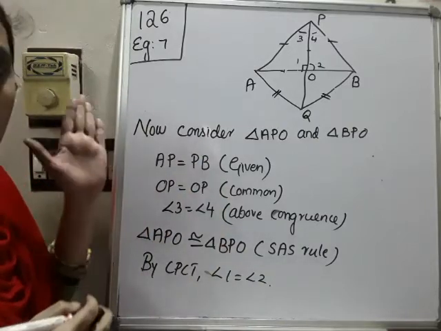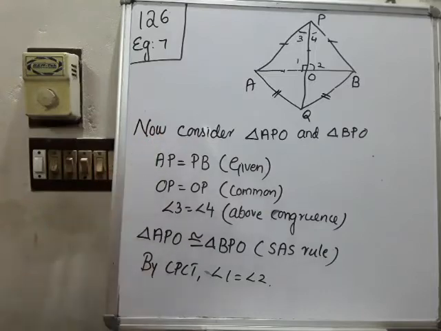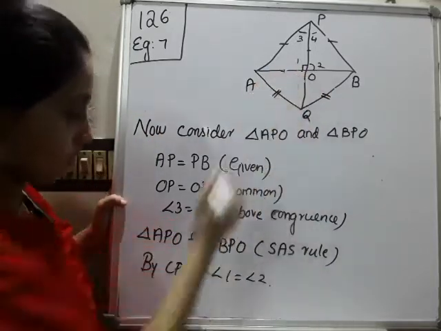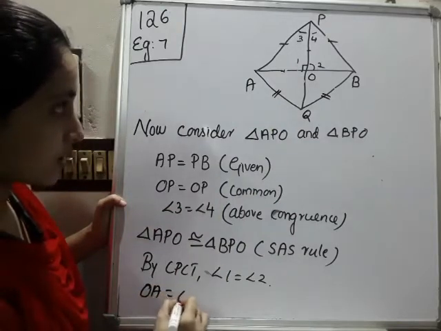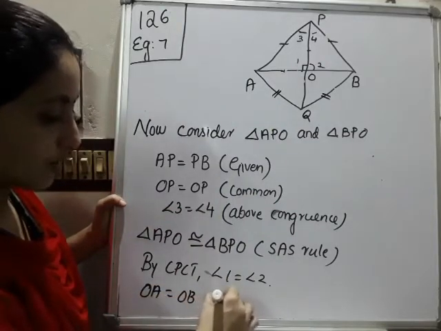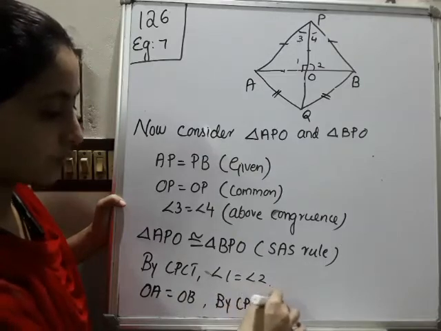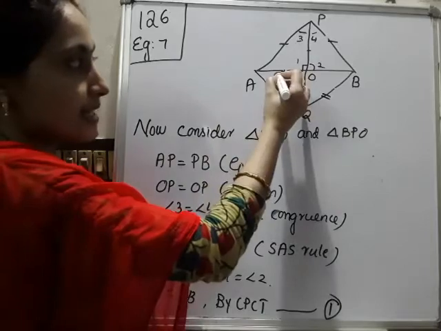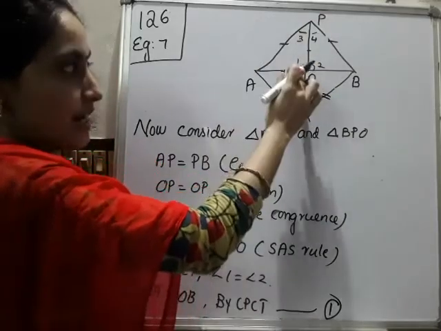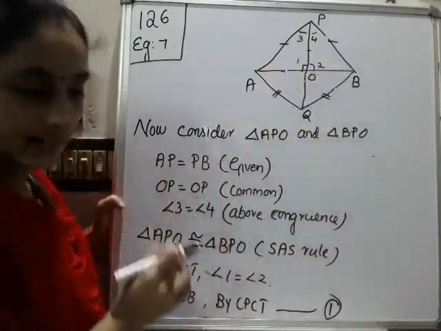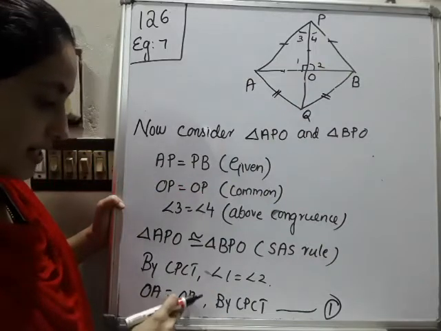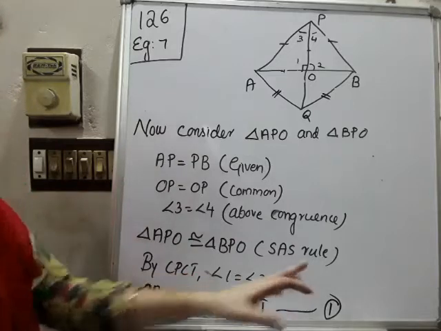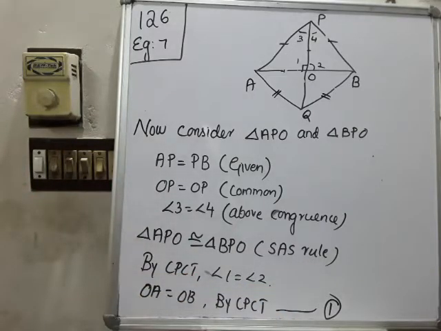After that we will move to the perpendicular bisector concept. One more thing you have to write: angle 1 is equal to angle 2, and OA is equal to OB. That is also by CPCT. How? When we fold this side onto the other side, AO corresponds to BO. So by CPCT, OA is equal to OB. Please write it and mark it as equation number 1.